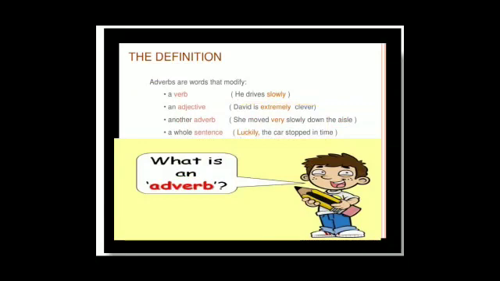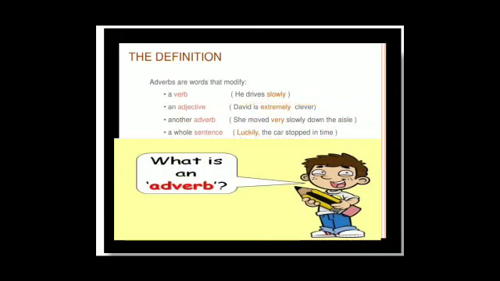The first, a verb. The definition of verb, as you know, is a word which describes an action, state, or occurrence. So here, action you can see drives, and how he drives? He drives slowly. Yes. So slowly will be what? Adverb. Here, adjective. What is adjective? Which modifies noun or pronoun. Here you can see David is extremely clever. How is David? How much is David clever? He is extremely. So here you can see all the words written in orange color are all adverbs.